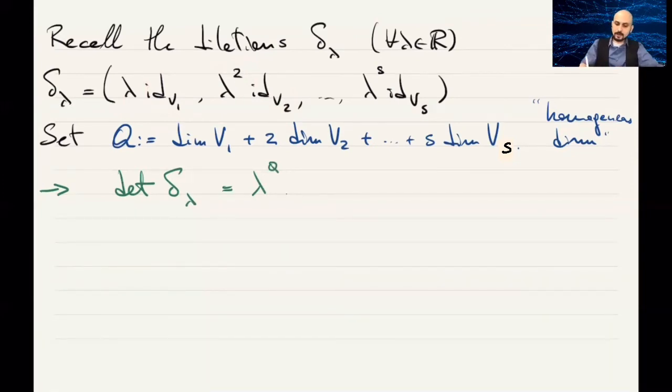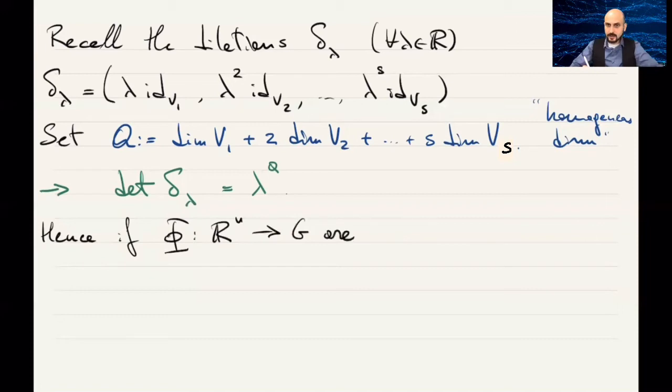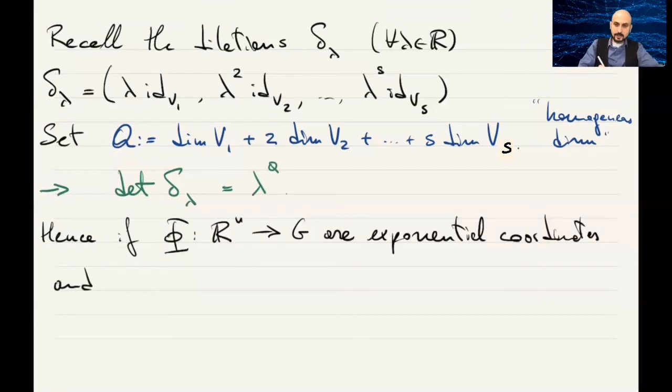Now let's put ourselves in exponential coordinates. Call phi from R^n to G the exponential coordinates with respect to some basis, and we can think that this basis is also adapted to the stratification. Therefore, now in R^n we can consider the n-dimensional Lebesgue measure.